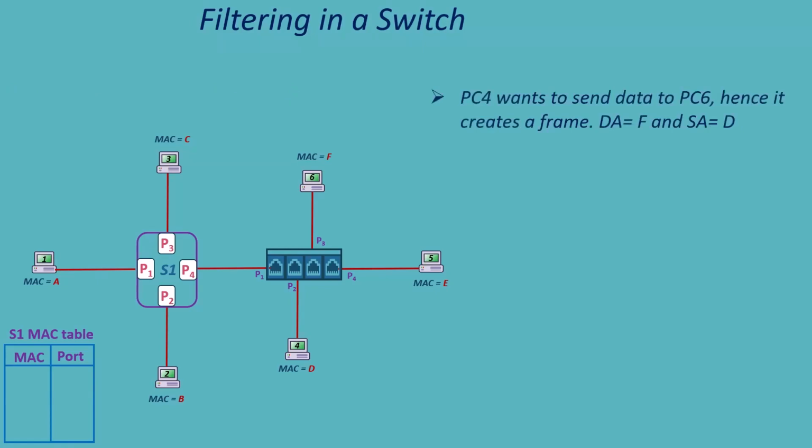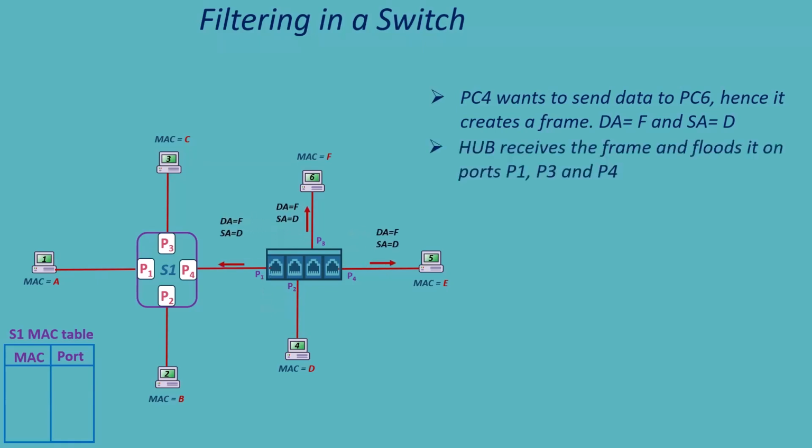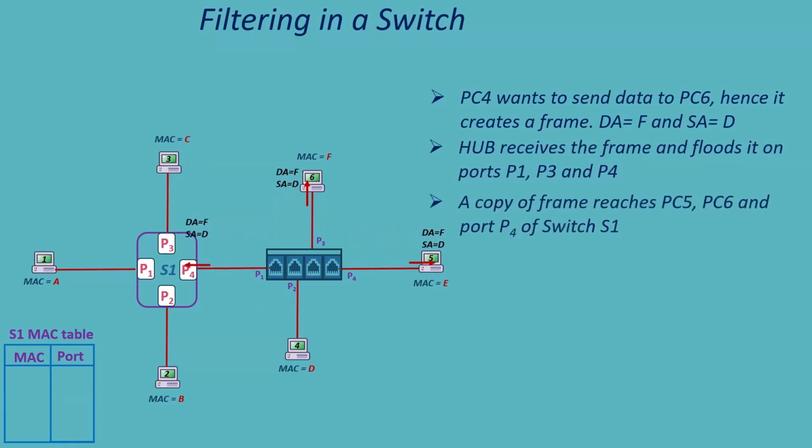So let's say PC4 wants to send data to PC6. It creates a frame where DA is equal to F, SA is equal to D, and sends it out. The hub receives it. The hub, being a dumb device, floods it out all 3 other ports. The copy of the frame reaches PC5, PC6, and the switch. On the switch, it arrives on port P4. Let us analyze one by one how PC5, PC6, and the switch interpret it.